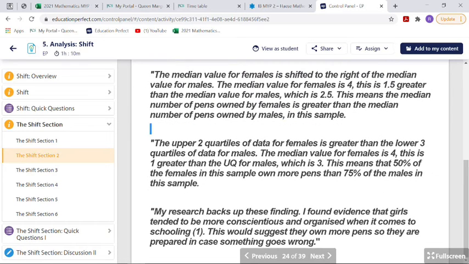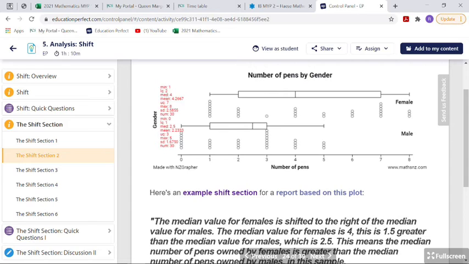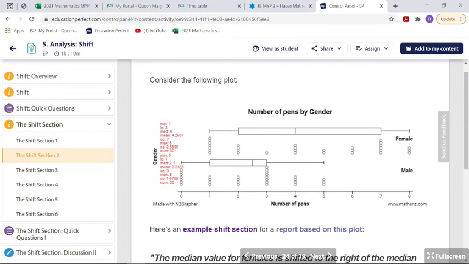All right? Now, the upper 2 quartiles of the data for females is greater than the lower 2 quartiles of the data for males. The median value is 4, which is 1 greater than UQ for males, which is 3. This means that 50% of the females own more pens than 75% of the males. Let's go back to the chart and see how you can see that's true. Right?